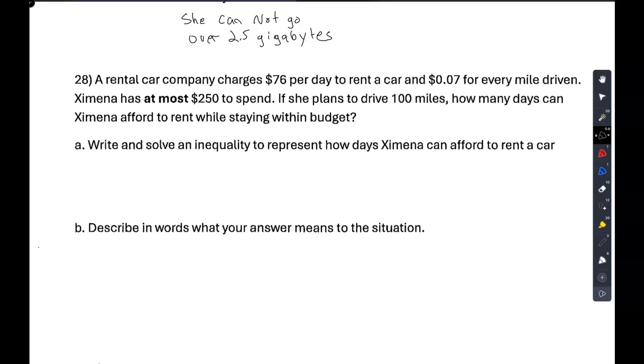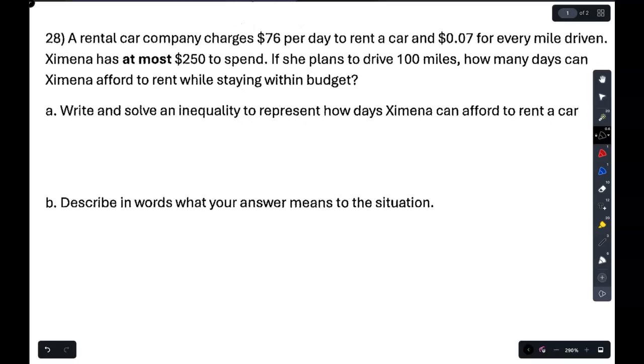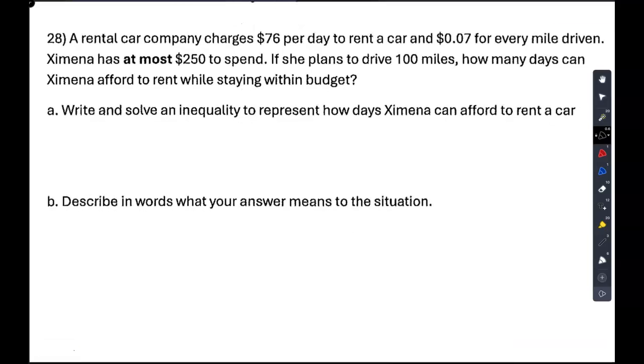Okay, so here we got a problem. It's got a few different steps to it. So let's take a look here. A rent-a-car company charges $76 per day to rent a car and 7 cents for every mile driven. Azima has at most $250 to spend. If she plans to drive 100 miles, how many days can Azima afford to rent while staying within the budget? So she already knows how many miles she wants to drive, right? 100. And it's 7 cents for every mile.